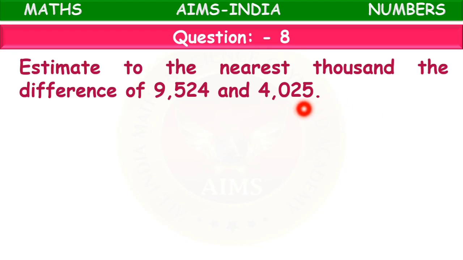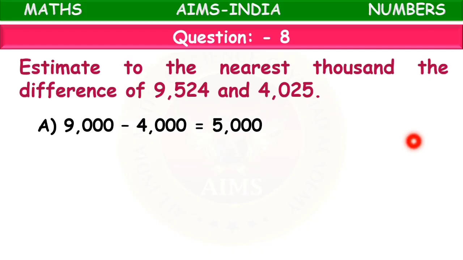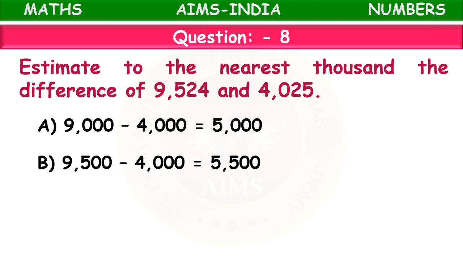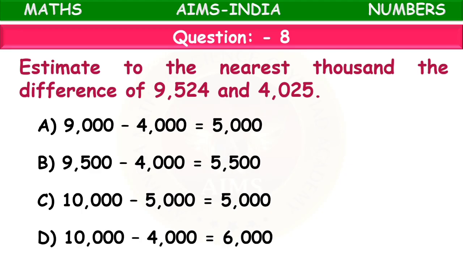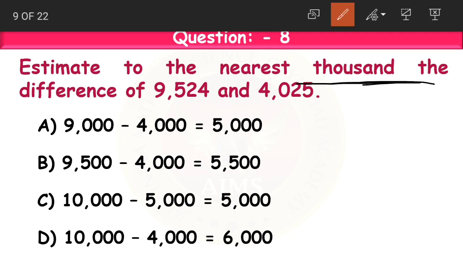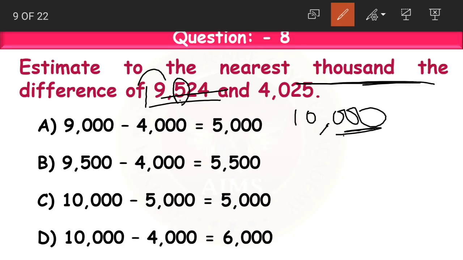Estimate to the nearest thousand the difference of 9,524 and 4,025. Option A, 9,000 minus 4,000 is equal to 5,000. Option B, 9,500 minus 4,000 is equal to 5,500. Option C, 10,000 minus 5,000 is equal to 5,000. Option D, 10,000 minus 4,000 is equal to 6,000. Again, rounding off to the nearest thousand. In 9,524, 5 is in the hundreds place. So we'll round up. It becomes 10,000. Yes, thousands have 3 zeros. So the estimated number should also have a minimum of 3 zeros.